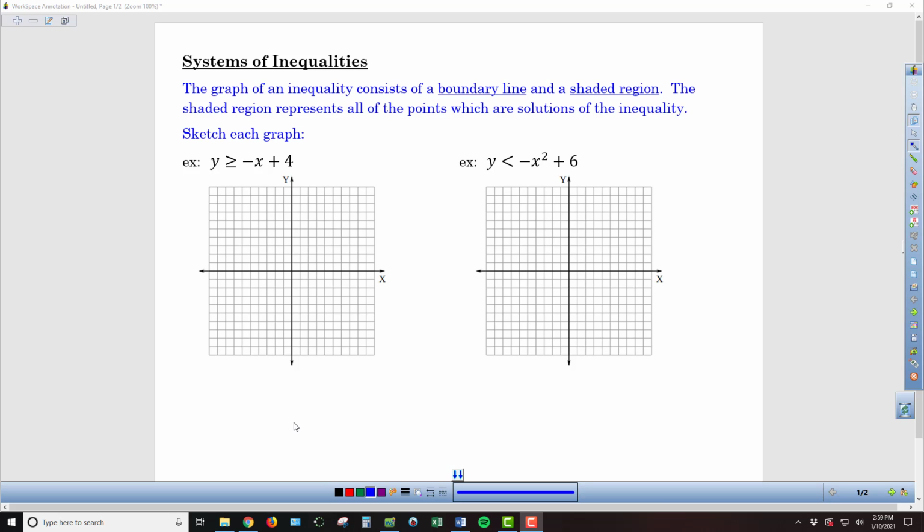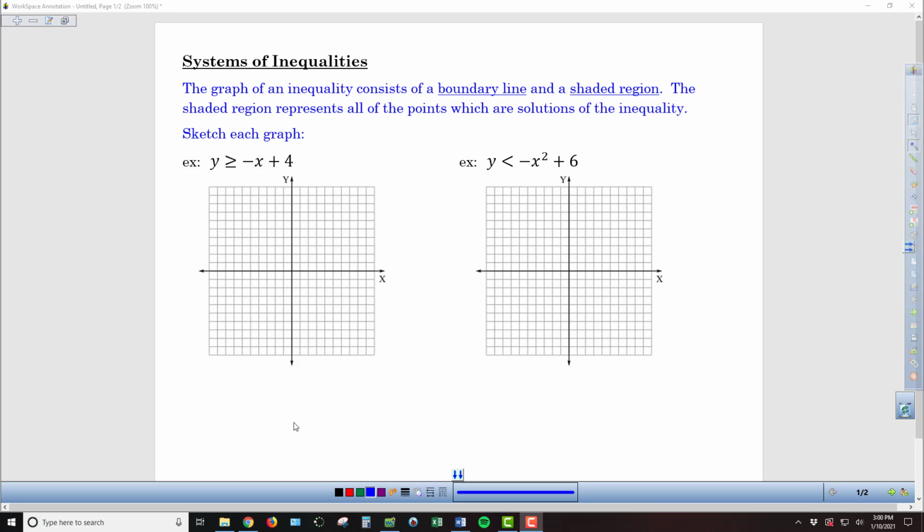The graph of an inequality consists of a boundary line and a shaded region. If we're just graphing an equation, the points that are the solutions to the equation are just along the length of the line. But in the case of an inequality, the line is just the boundary that divides the parts of the coordinate plane that are solutions and are not solutions of that inequality.